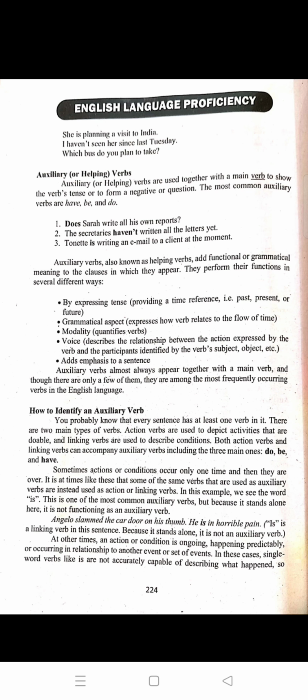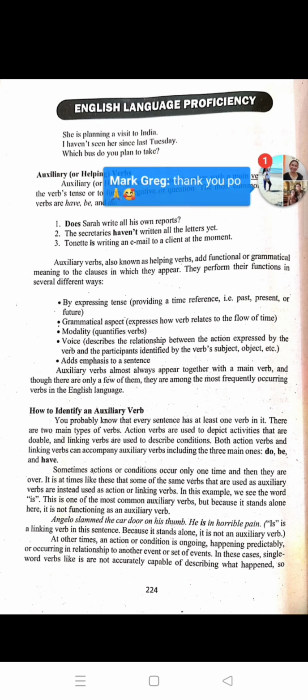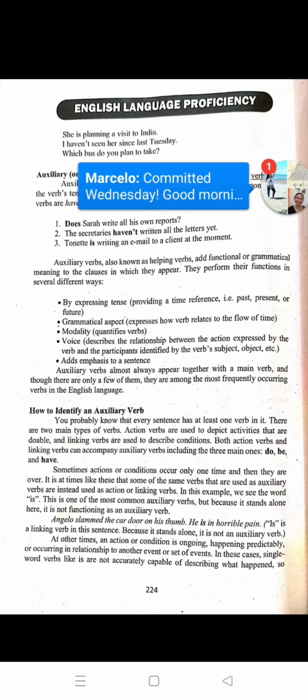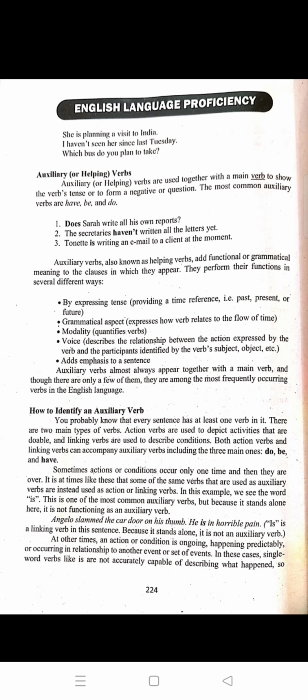How to identify an auxiliary verb? So, action verbs are used to depict activities that are doable. Linking verbs are used to describe conditions. So both action verbs and linking verbs can accompany auxiliary verbs, including the three main ones, do, be, and have. So itong mga do, be, and have na ito, they are sometimes always with the main verb.